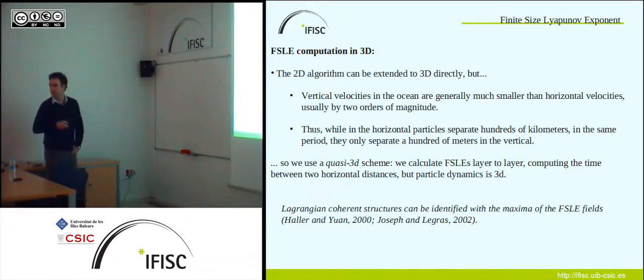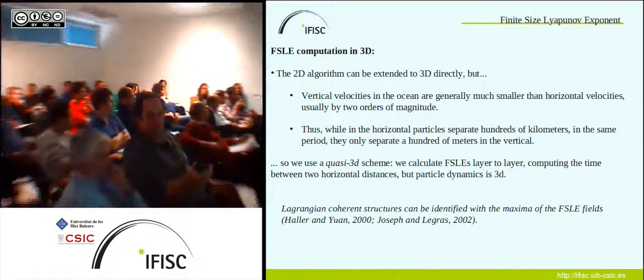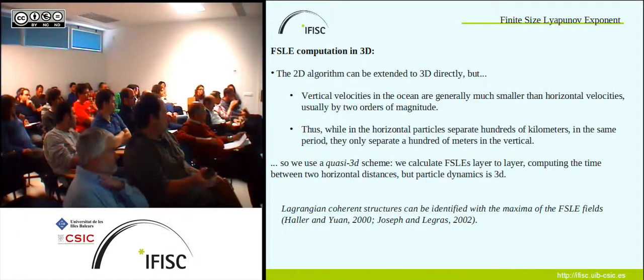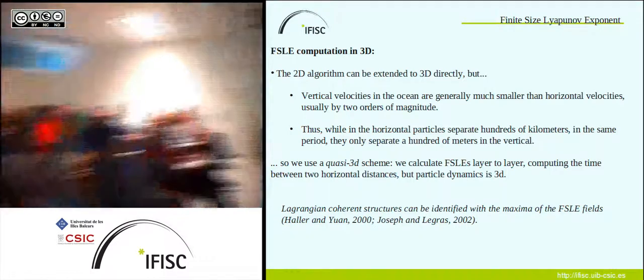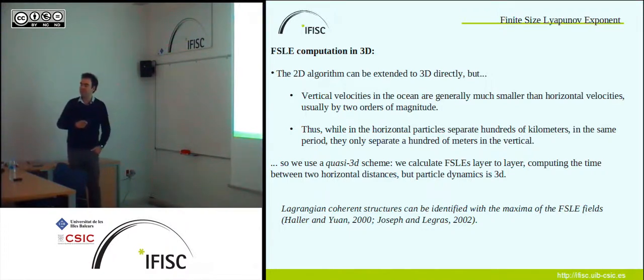Is this equivalent to calculating the three-dimensional Lyapunov exponent and projecting into 2D, or is it not? Well, yes, because if you calculate the three-dimensional Lyapunov exponent, you'll have basically the same results as if you use just the horizontal distance. Because the distance here is dominated by dispersion in the horizontal.